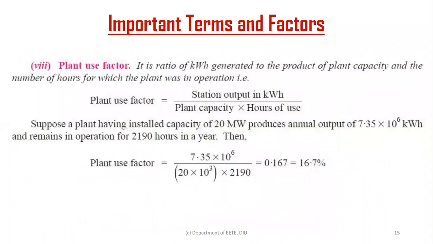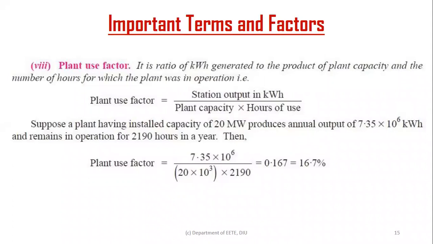And last is the plant use factor, which is quite similar to the plant capacity factor. When you see words like number of hours or schedule in your example mathematics, you will understand that we have to use the plant use factor, not the plant capacity factor. But both are eventually almost the same. Plant use factor is the station output in kilowatt hour divided by plant capacity into hours of use.